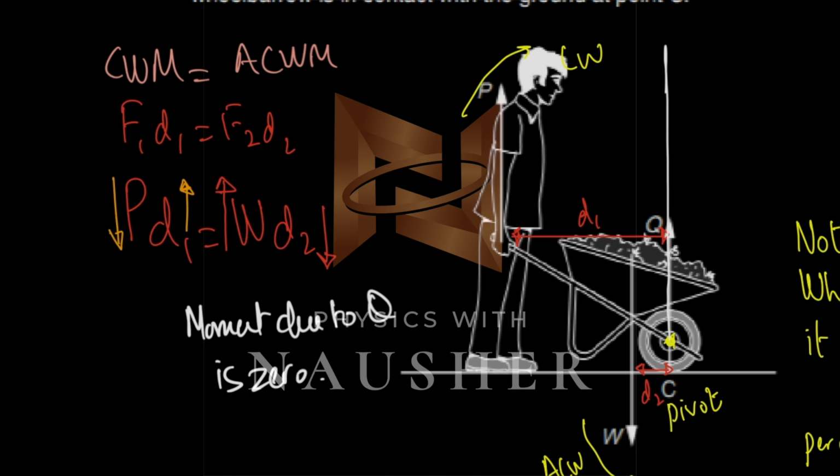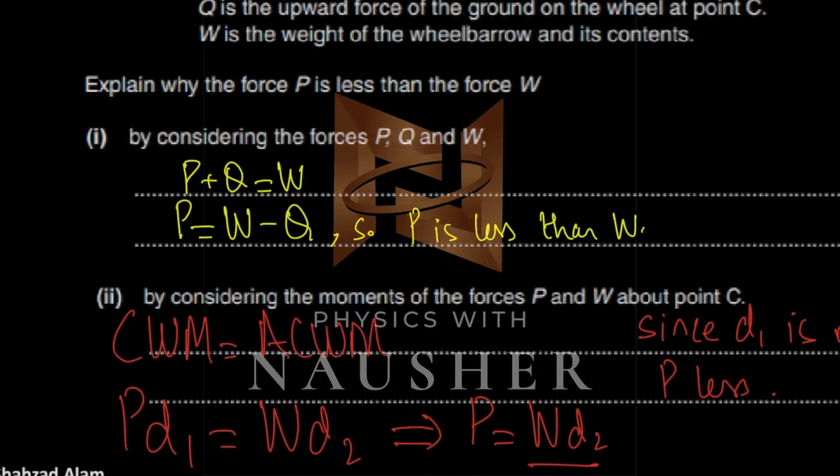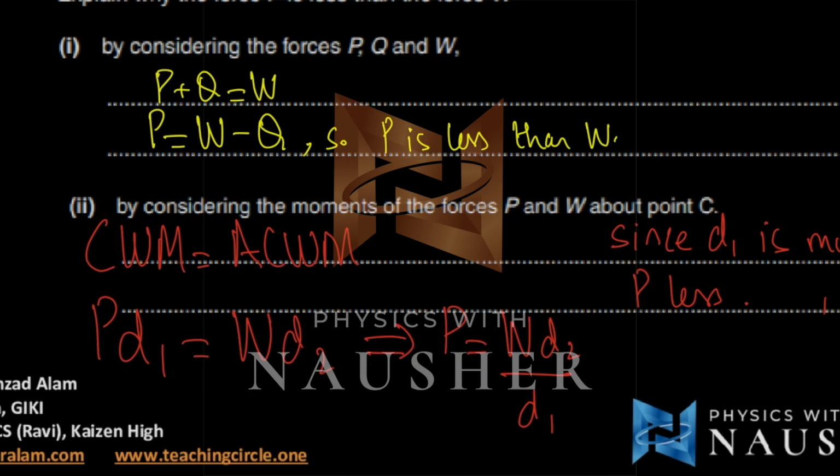Now you must remember that since D2 is less, hence you will have a large W. The less the distance from the pivot, the more the force. The more the distance from the pivot, the less the force. So P is going to be less than W, even if you try to prove it through clockwise moments equal to anti-clockwise moments, which is the second condition of equilibrium. And that is what the first part says. So by considering forces P, Q, and W, tell us what do you think. We're saying P is less than W because P is W minus Q.